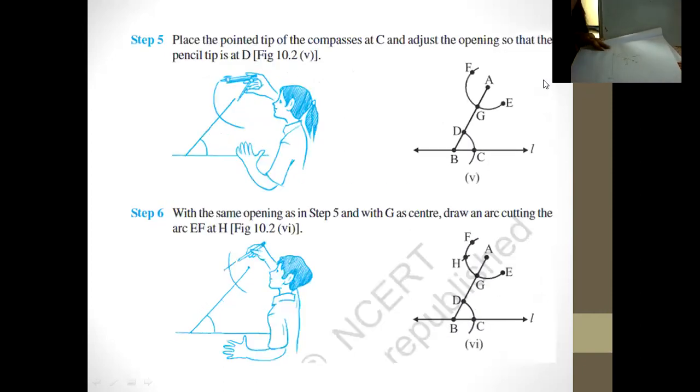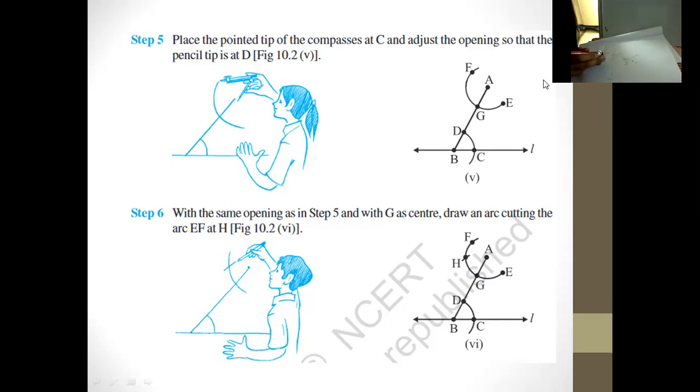So what is the next point they are asking for? That is, place the pointed tip of the compass at C and adjust the opening so that the pencil tip is at D. Now I would be keeping the compass at point C. I have to broaden this so that the pencil tip is at D. Okay, I have opened it from C to D.